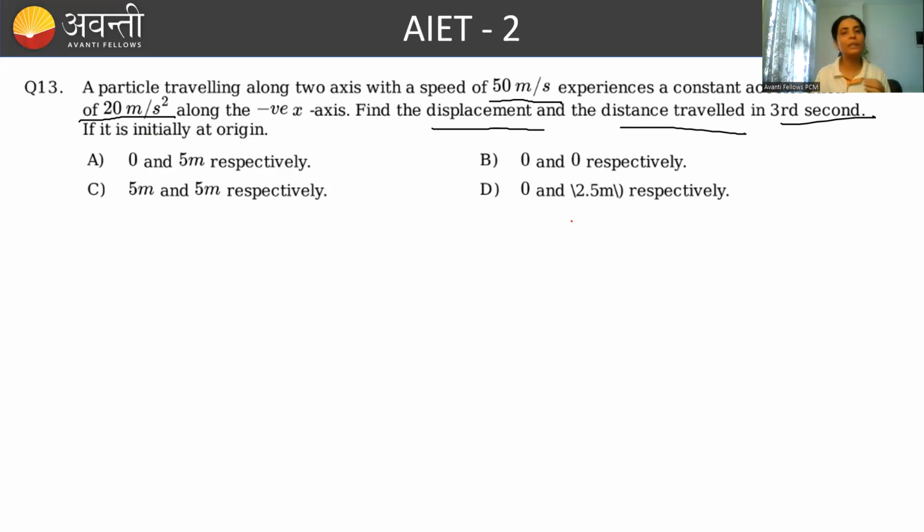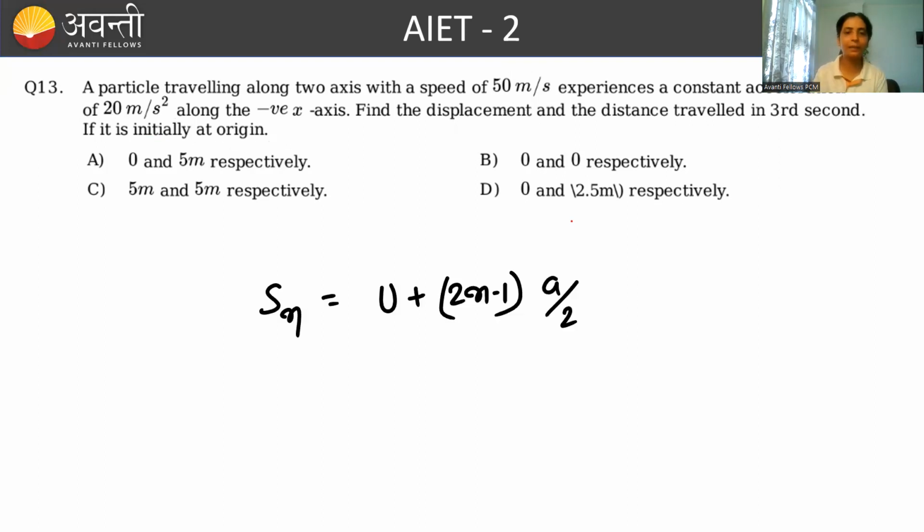So particle is free to move along two axes, x and y suppose, but it's moving along a single line with velocity 50 meter per second. And it is starting from the origin. Initially, it is at the origin. Acceleration is in negative x direction. So सबसे पहले एक काम करो, calculate displacement in nth second. That is here third second. So that formula is what?